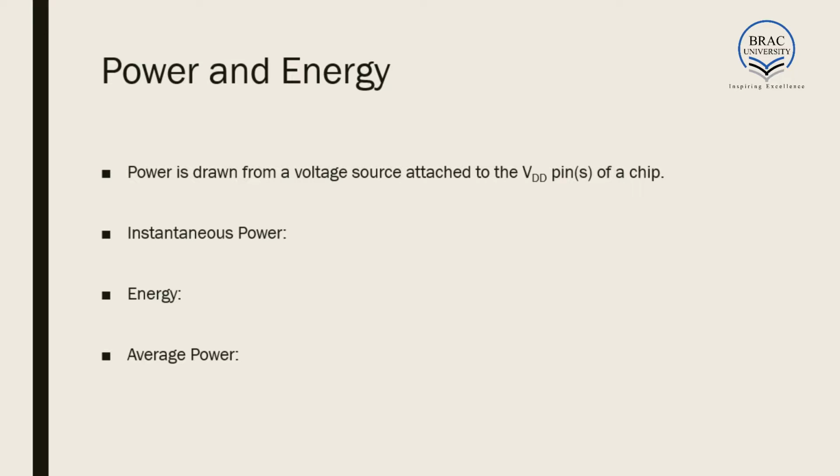Before we move on to our discussion of power, let's first look at some basic definitions that we have learned in our intermediate stage. The power in a circuit is actually drawn through the VDDs. Those are the power sources. Now, instantaneous power, that is power which is dependent on time, is equal to i(t) into v(t). This is the basic definition of instantaneous power.